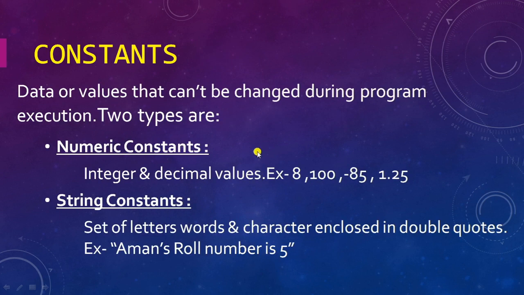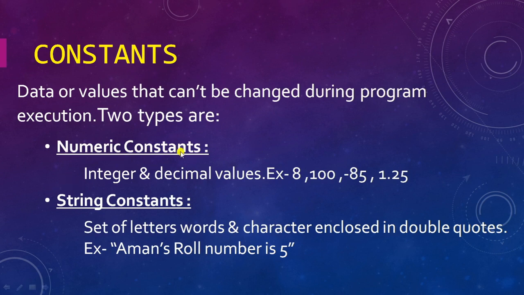Next, constants. What is a constant? It is data or a value that can't be changed during program execution. What a value is and what a variable is, I will be explaining later in this video, so stay till the end of the video. So the values which we assign to a variable, we cannot change during the program. Until the end of the program the values will remain the same, and these are called constants. Constants means which doesn't change.